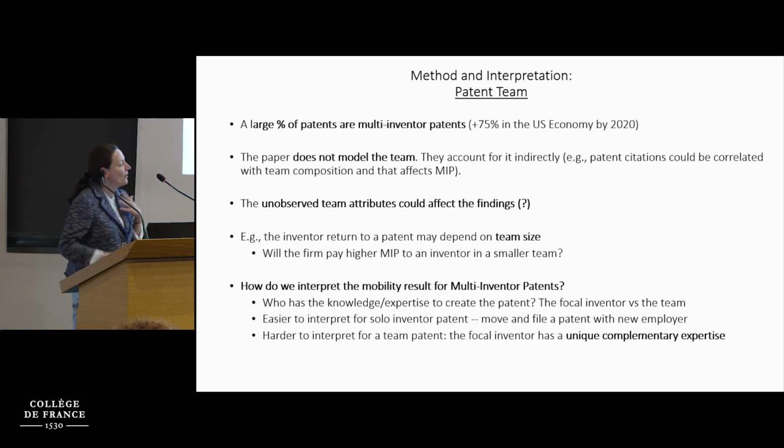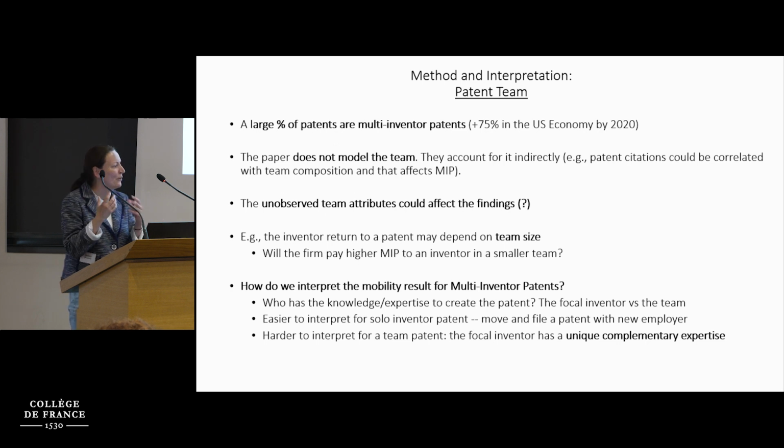The team also, at least to me, makes it a little bit difficult to interpret the mobility results. Because who has the knowledge and the know-how and expertise to create the patent? The focal inventor or the team? If it's a solo patent, then it's easy to see that I can move to another firm, and I will file the patent with the new employer. But if there is a team, why is this focal inventor so important that they're going to get such a high return just by moving to a different employer? So, and this is just maybe me, but I'm trying to think what's the role of a team. And now, teams are very important because, for example, in the US, 75% of all the patents have a team.